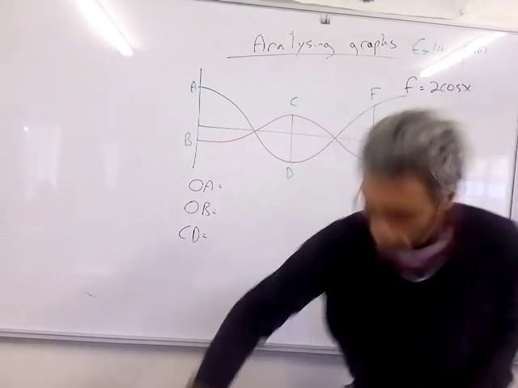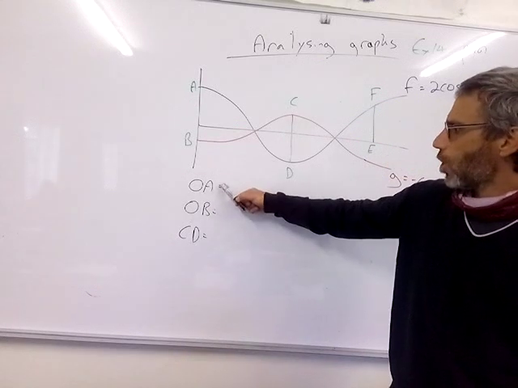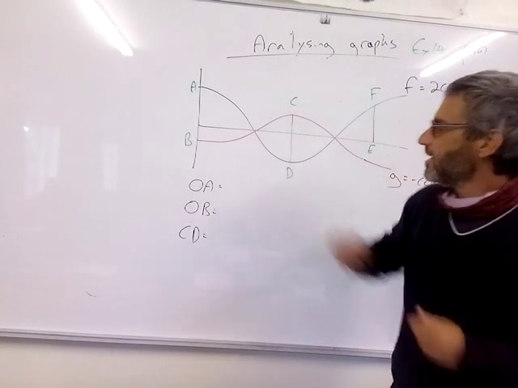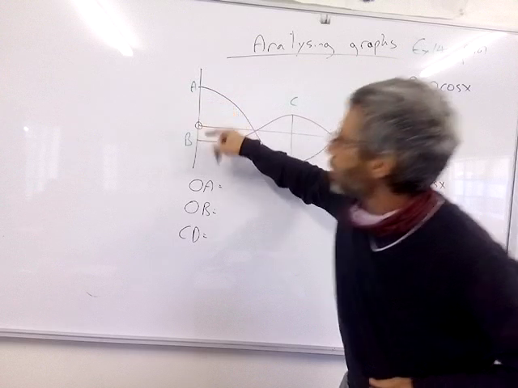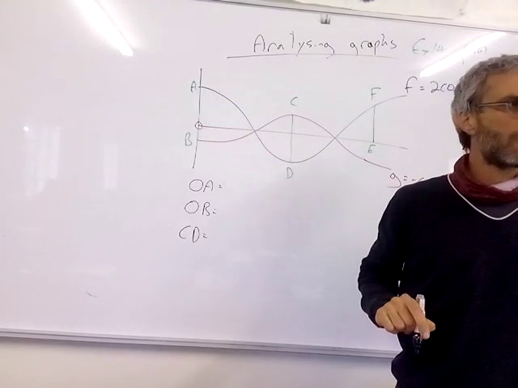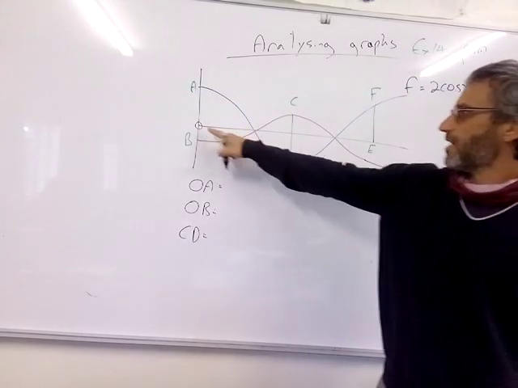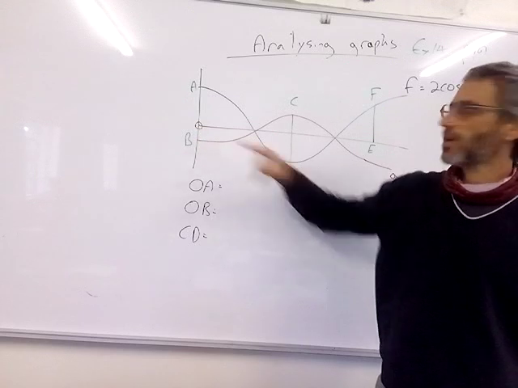So first of all, they want us to find OA, OB, and CD. Now, O I didn't draw. O is often the origin. Okay? And yeah, it will be drawn like this. So this is O. Okay?